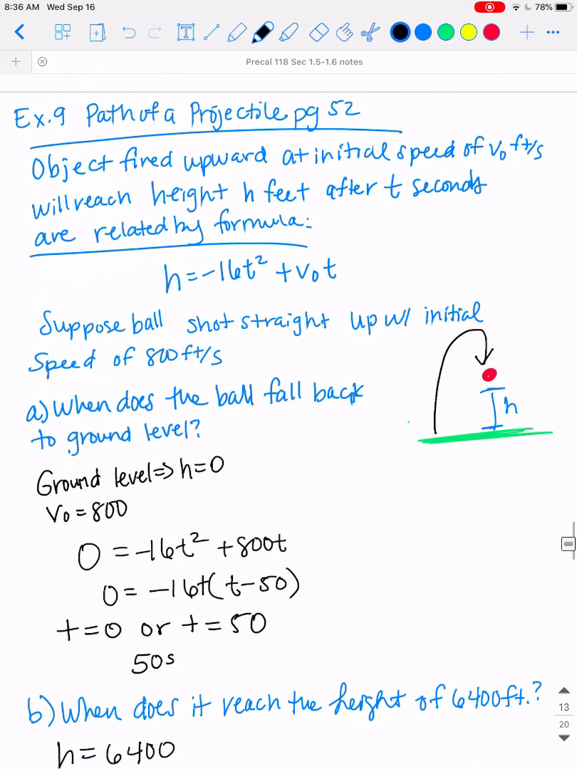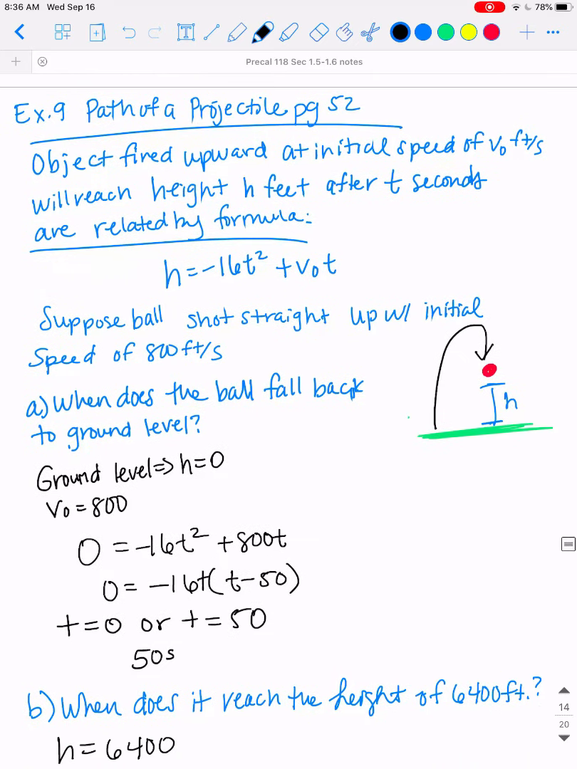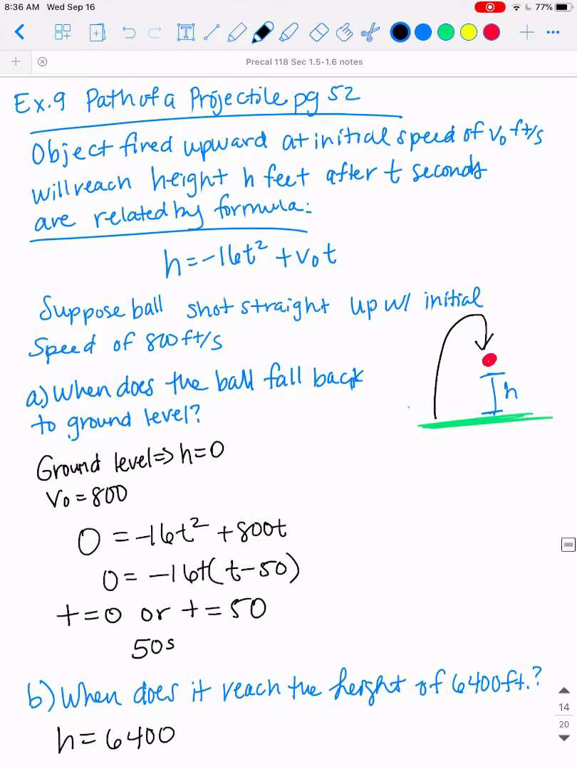So we're going to go ahead and do an applied example here with the path of a projectile. This example is found in your textbook, and I just wanted to go through it just in case it didn't make sense to you, or you kind of struggled with it. So an object is fired upward at an initial speed of v0 feet per second, and it will reach height h feet after t seconds, related by the formula h equals negative 16t squared plus v0 t.